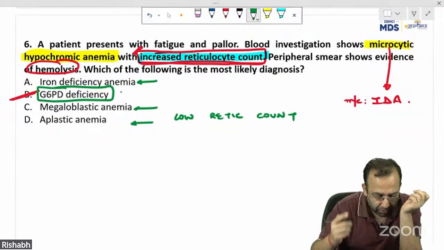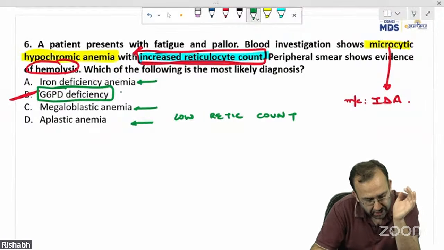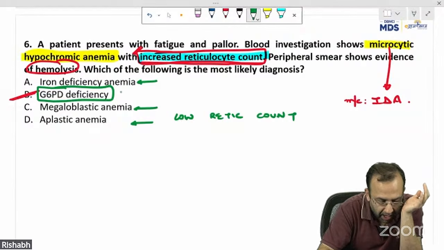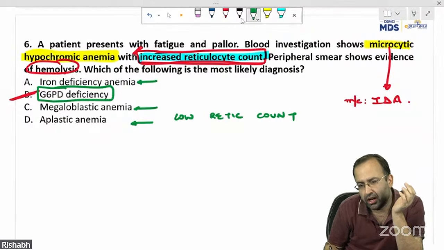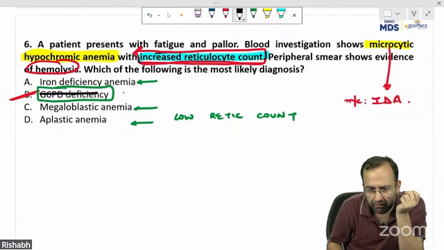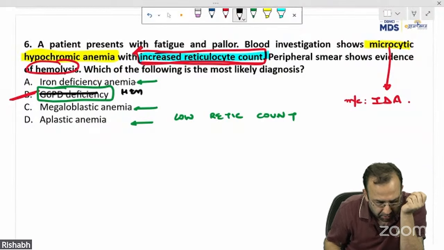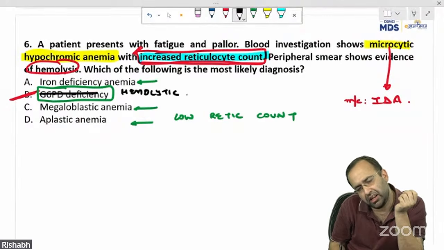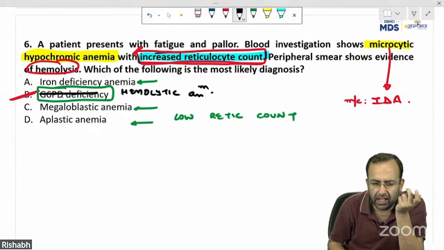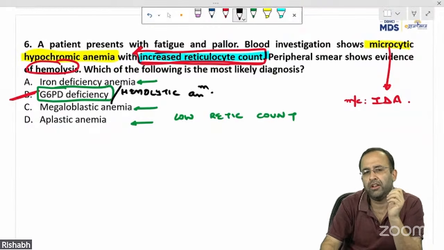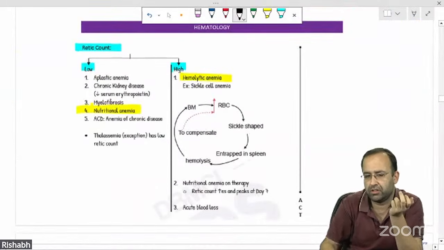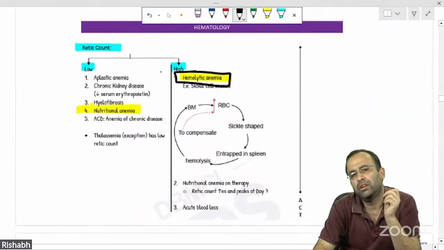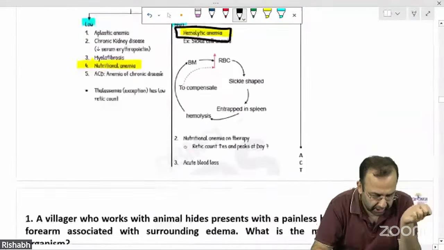There was another question, there were so many clinical based questions. The option was hemolytic anemia. Fair enough. In this, someone has told that it was not G6PD deficiency, hemolytic anemia was written. It's the same thing, whether it is G6PD deficiency or hemolytic anemias which have a high retic count. Agreed.